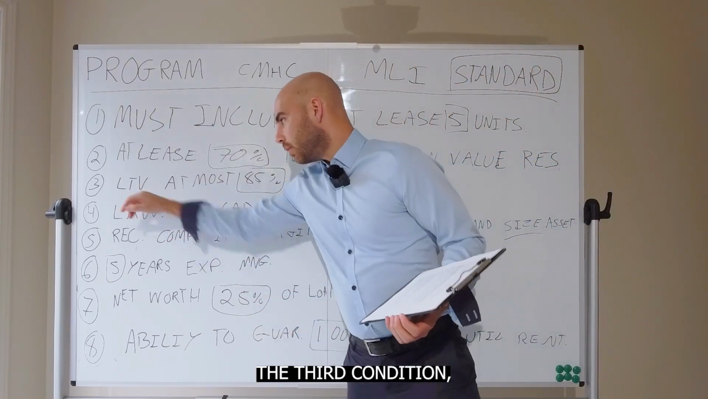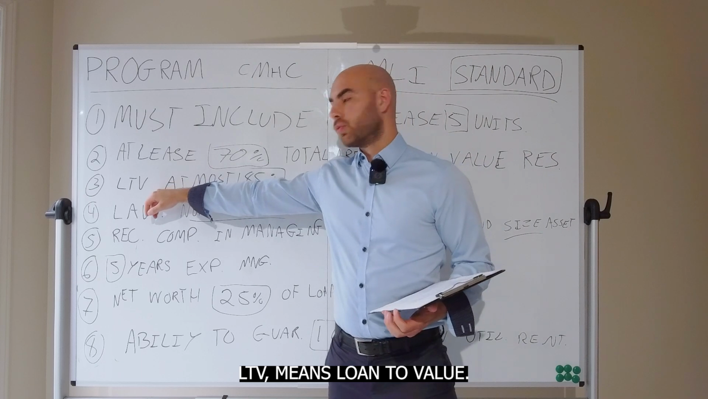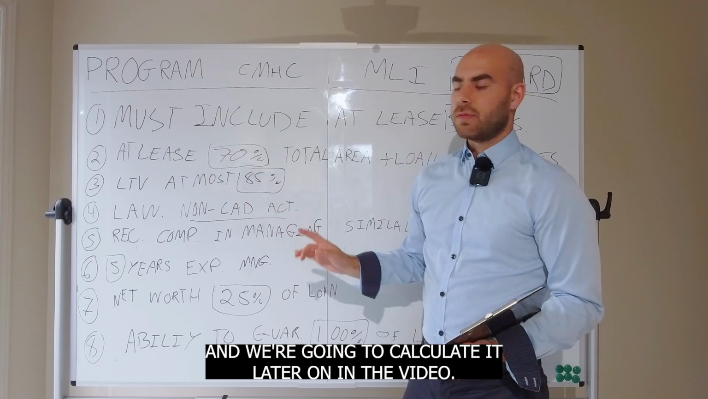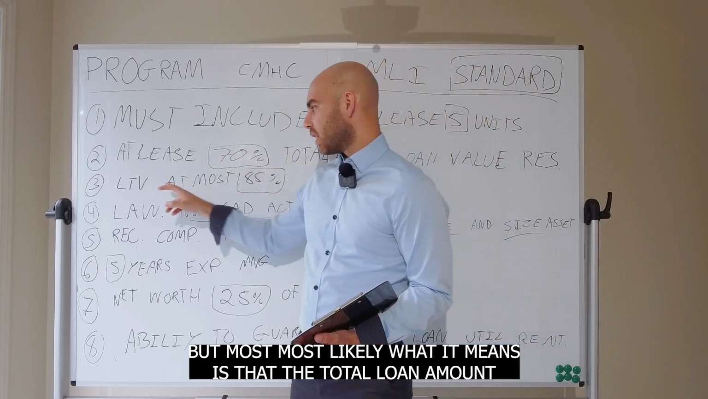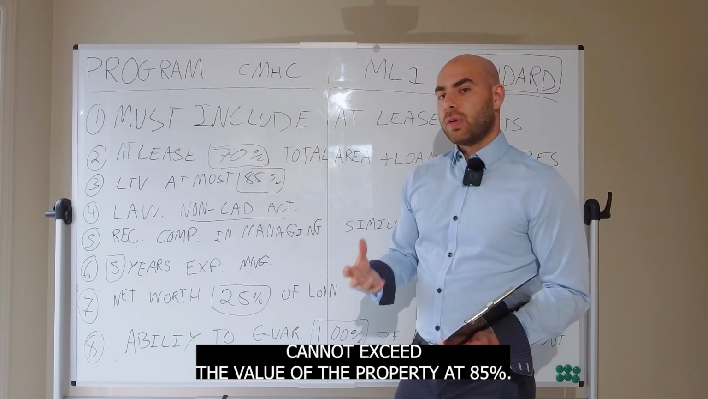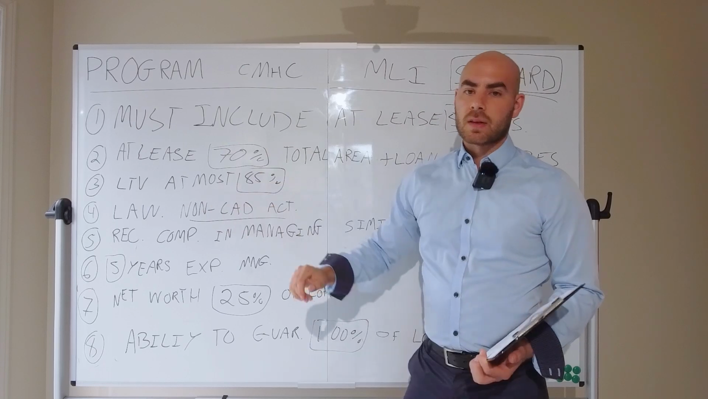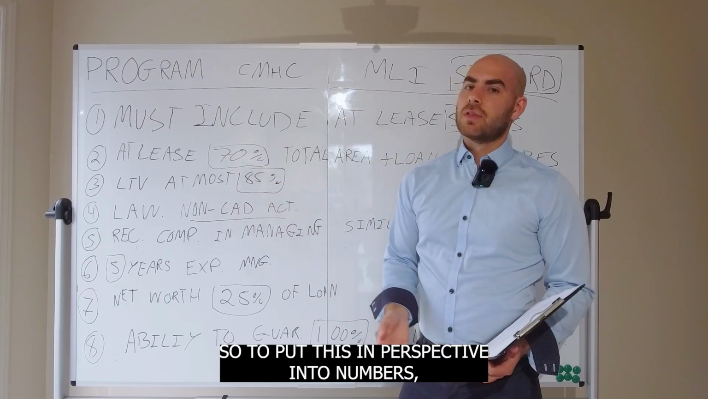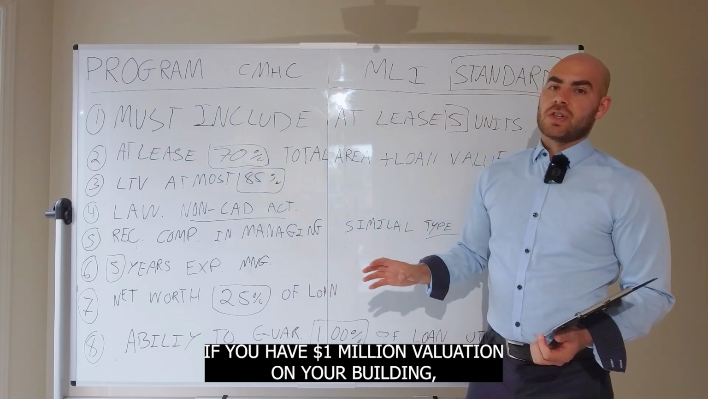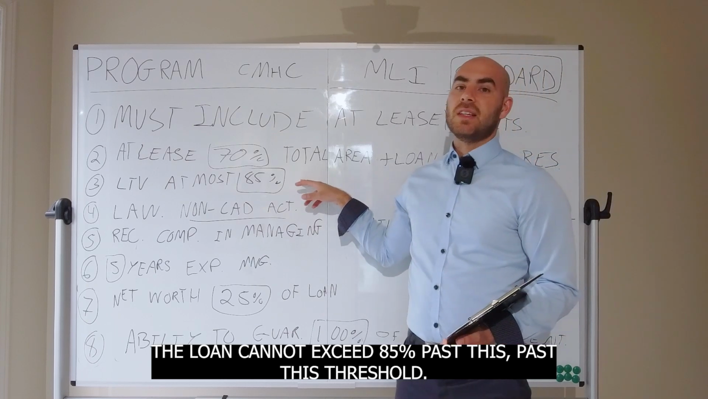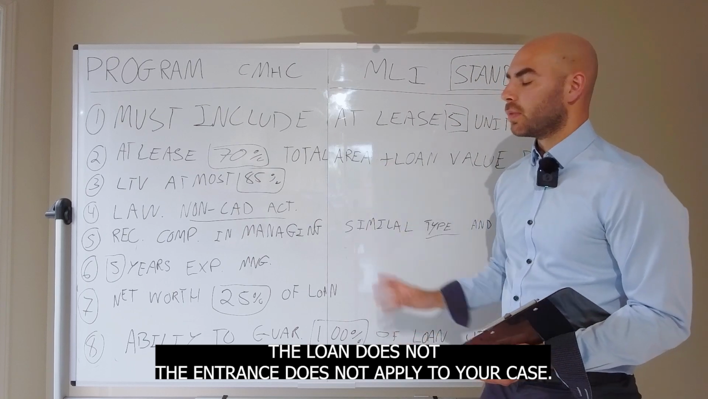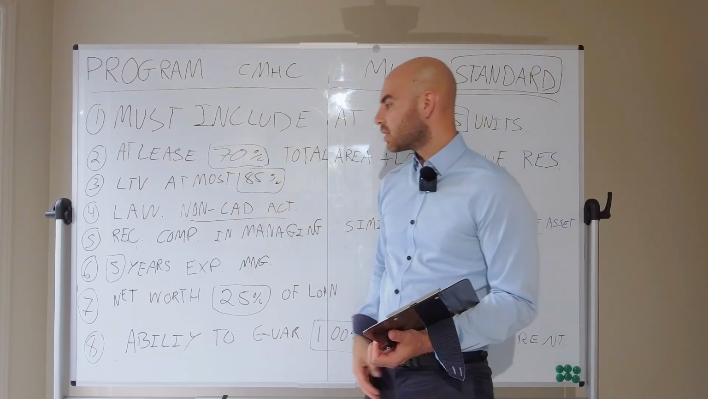The third condition is LTV, which means loan to value. We're going to come back to it and calculate it later in the video. Most likely what it means is that the total loan amount cannot exceed 85% of the value of the property. To put this in perspective, if you have a $1 million valuation on your building, the loan cannot exceed 85%. Past this threshold, the insurance does not apply to your case.